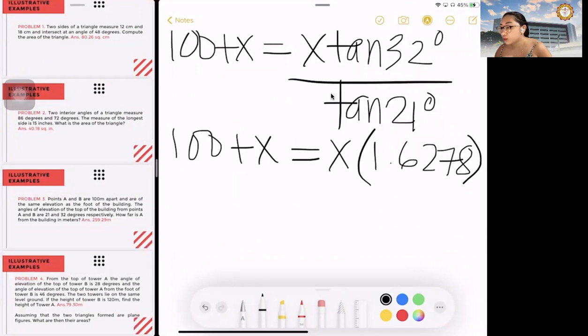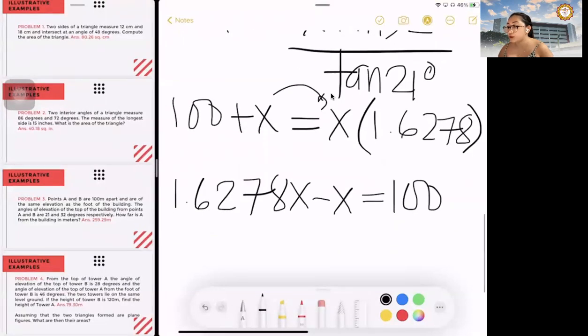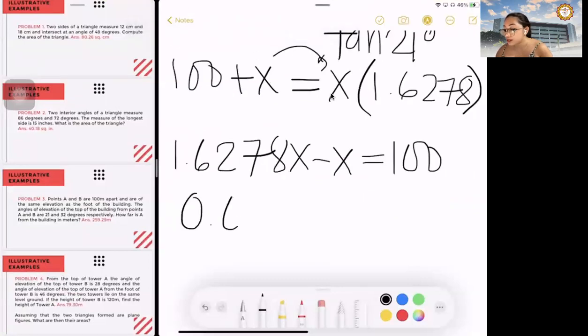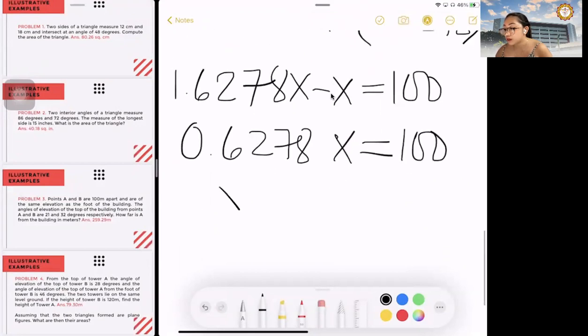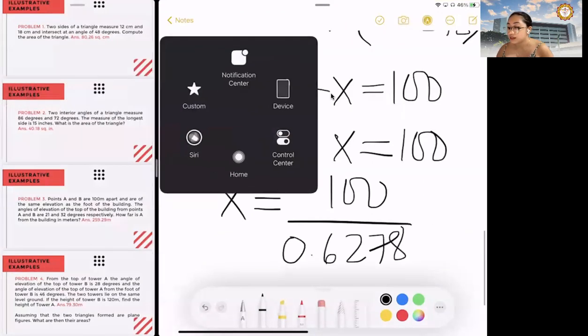So what we can do is now find x. So x, okay, 1.6278 minus x. I'm sorry. As is, we move, so minus x equals 100. All right, so we just interchange them. Therefore, 1.6 minus 1 is obviously 0.6278. X equals 100. So x is equal to 100 over 0.6278. Let's compute.